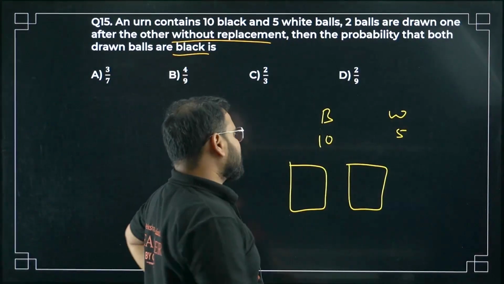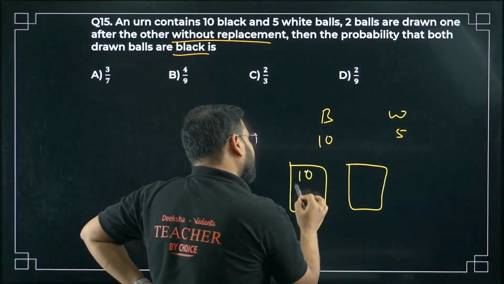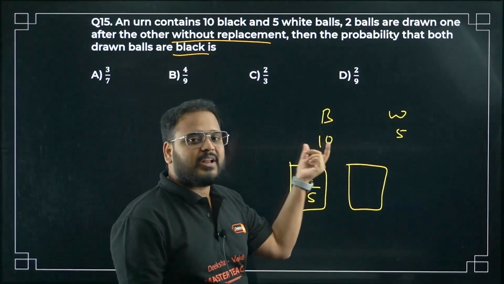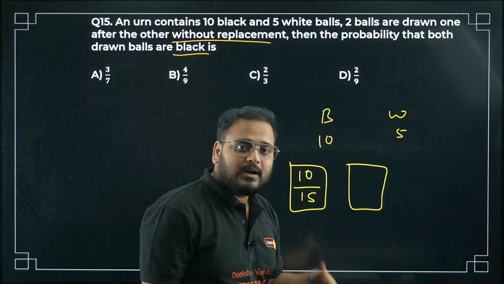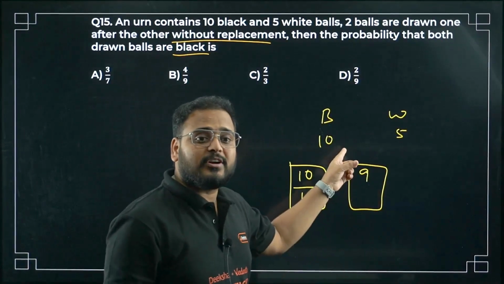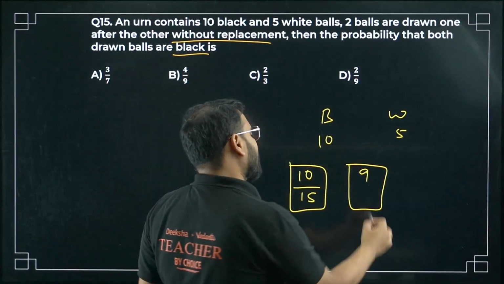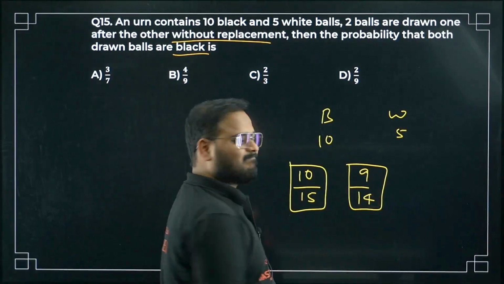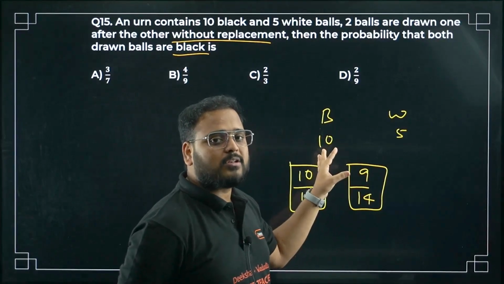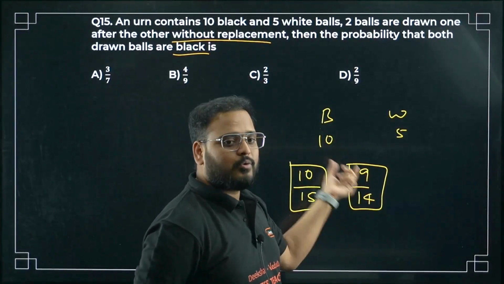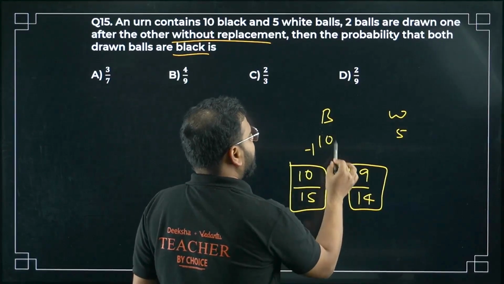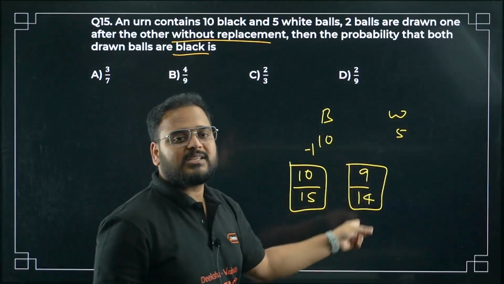The first ball will have 10 out of a total of 15. I can pick any ball, so the chance of getting black is 10 out of 15. For the second black, it will be 9, because one black is already taken out and not replaced, out of 14. The number of black balls left in the urn is 9. Total balls left: you already took 1, so 9 plus 5 is 14. That's why 9 by 14.